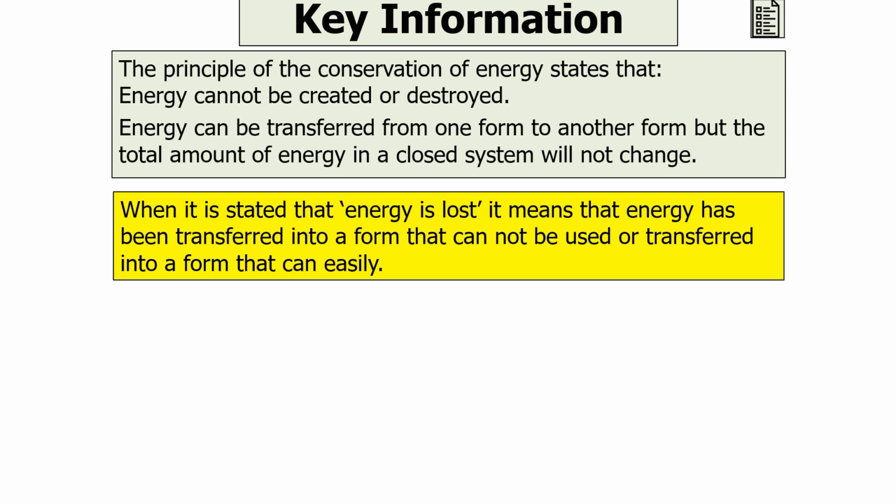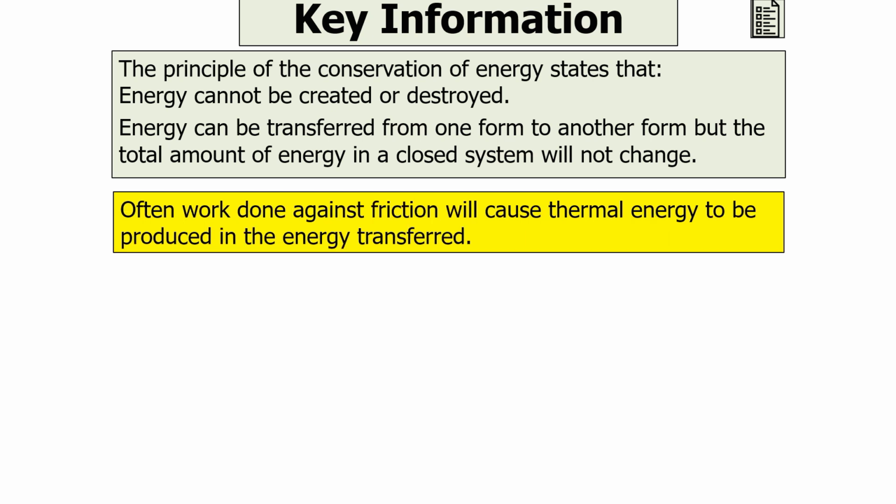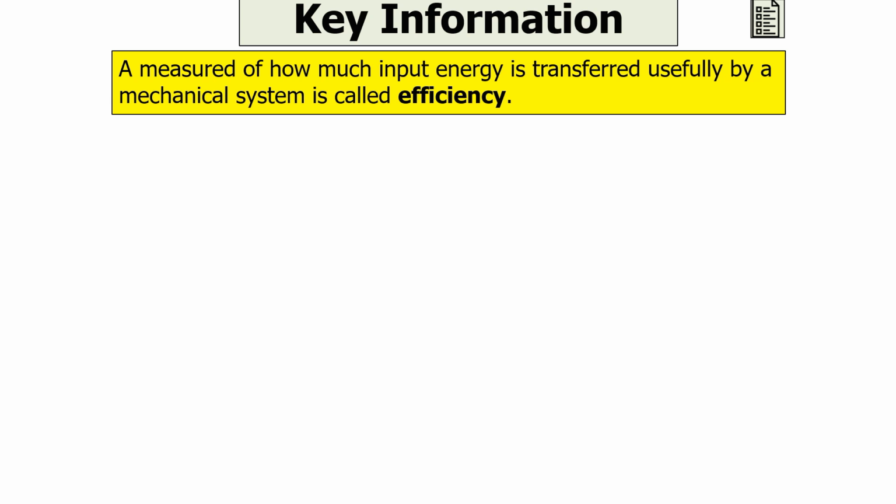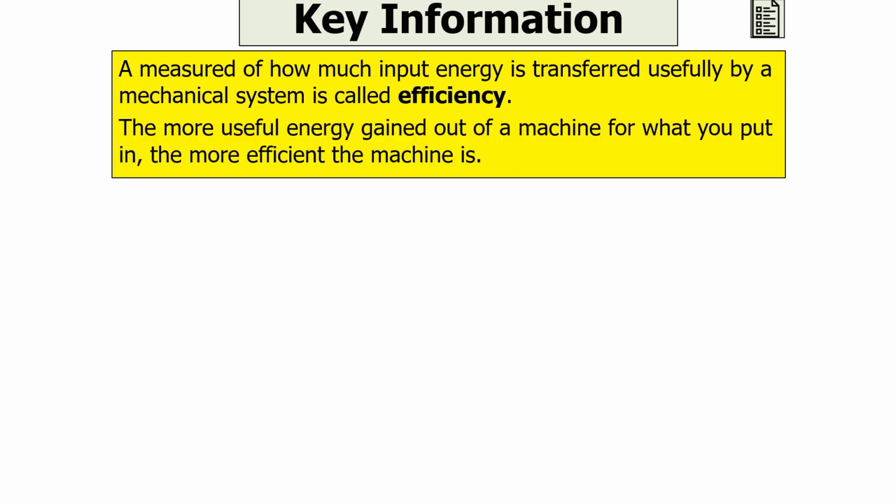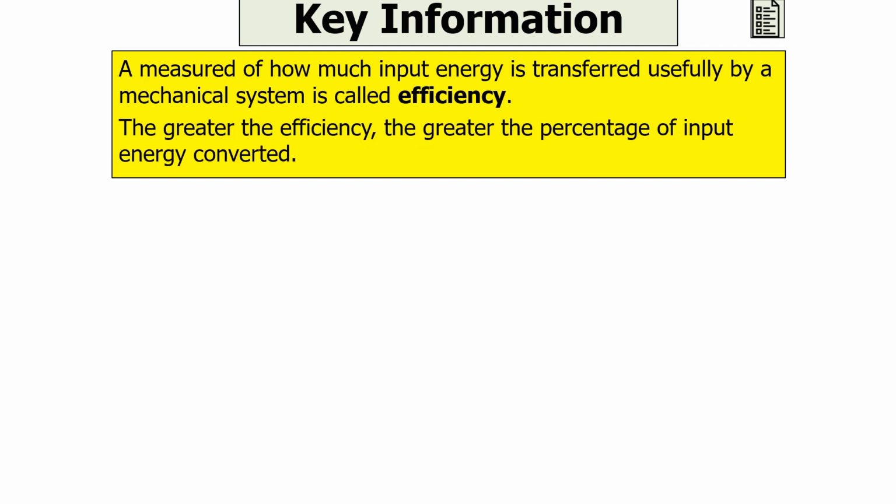Now, when it is stated that energy is lost, it means that the energy has been transferred into a form that cannot be used, or into a form that cannot easily be used. Often work done against friction will cause thermal energy to be produced in the energy transferred. A measure of how much input energy is transferred usefully by a mechanical system is called efficiency. The more useful energy gained out of a machine for what you put in, the more efficient the machine is. So the greater the efficiency, the greater the percentage of input energy converted.